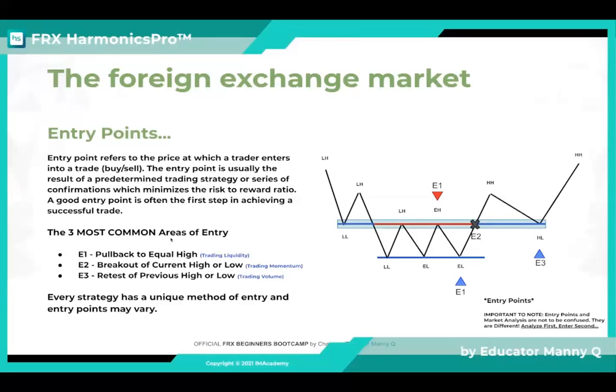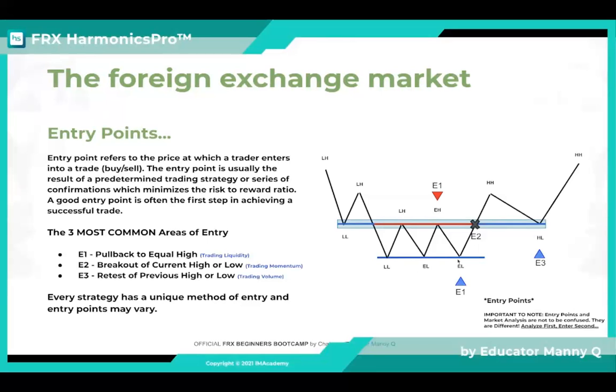Now, the three most common areas of entry, not limited to, but the three most common, are known as the E1, the E2, and the E3 trades. The E1 trade is a pullback to an equal high or low in the market. All righty, a pullback to an equal high or low in the market. And this is where you are essentially trading liquidity inside of the market. And this is a great way to trade once you have identified how to trade equal highs and equal lows. So let's come on over here and let's look at two E1 entry points right over here.